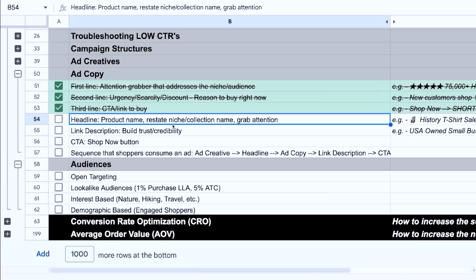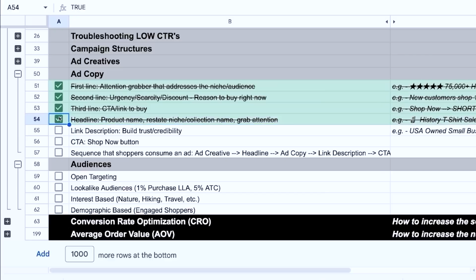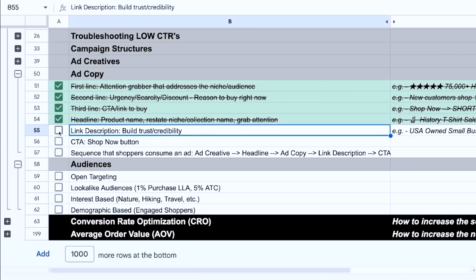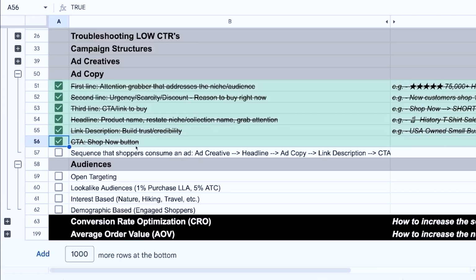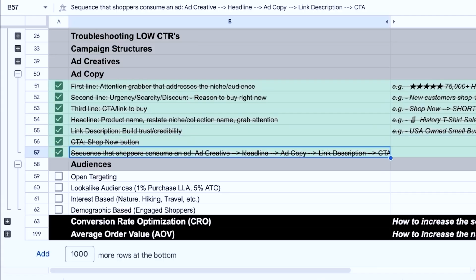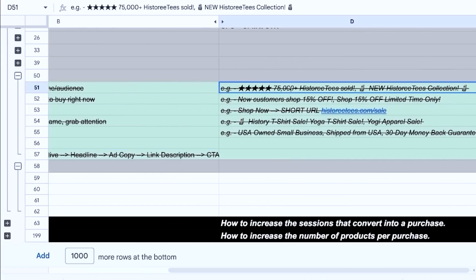Headline, product name, restate the niche or collection, grab attention. Then the link description should build trust and credibility. Then the CTA, the shop now button. That's the sequence that they shop in. And again, this is what we would call short form ad copy, where it's 3 lines.